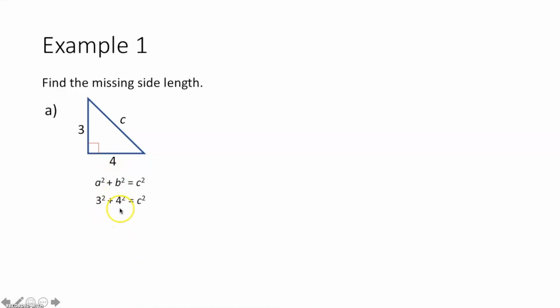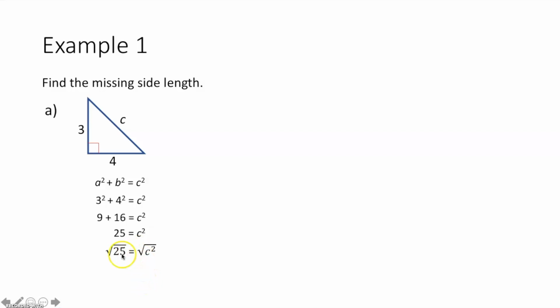Sweet. Now we square each of these because order of operations says we have to square before we add them together. So 3 squared is going to give you 9, 4 squared is 16. What's 9 plus 16? That's 25. Now I have c squared is equal to 25. How do I solve this? Well, I have to take the square root of both sides.